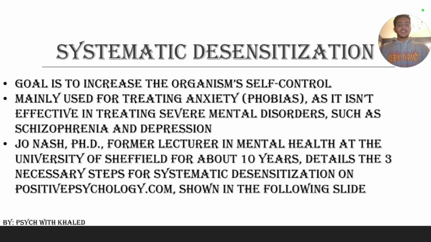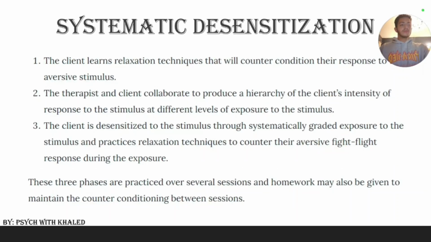In systematic desensitization, the goal is to increase the organism's self-control. It's mainly used for treating anxiety and phobias, as it's not effective in treating severe mental disorders such as schizophrenia and depression. Joe Nash, who used to be a lecturer in mental health at the University of Sheffield for about 10 years, details the 3 necessary steps for systematic desensitization, which I will show now on the following slide.